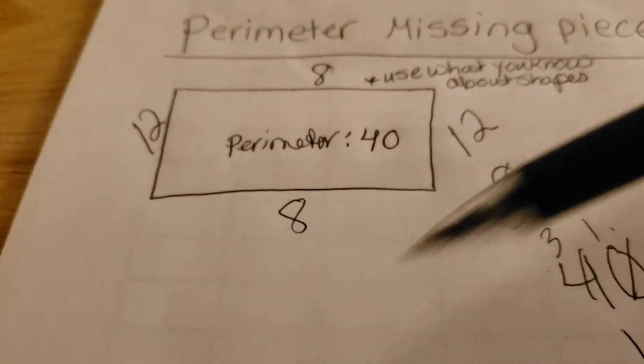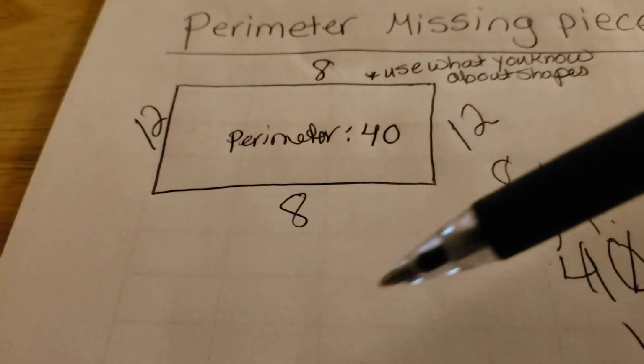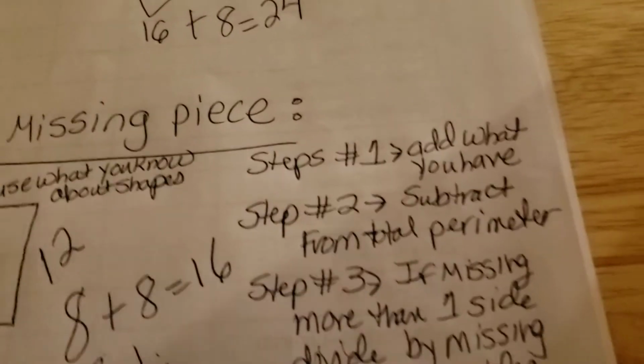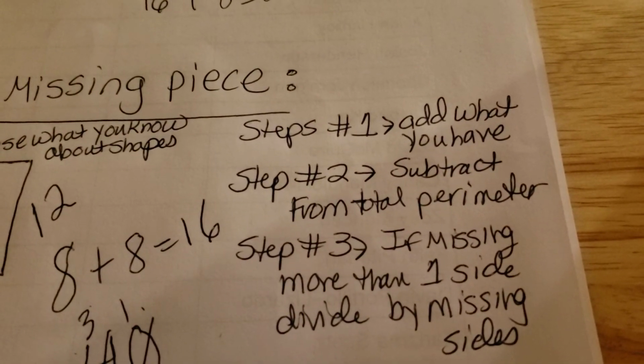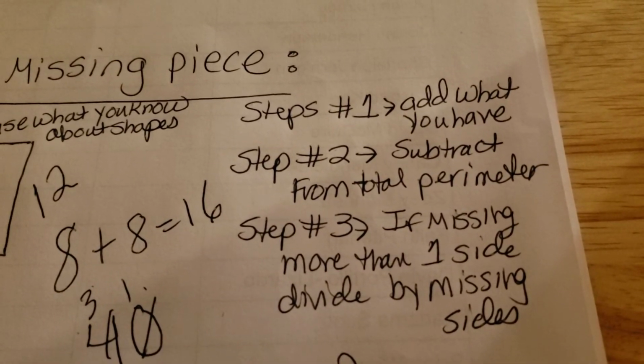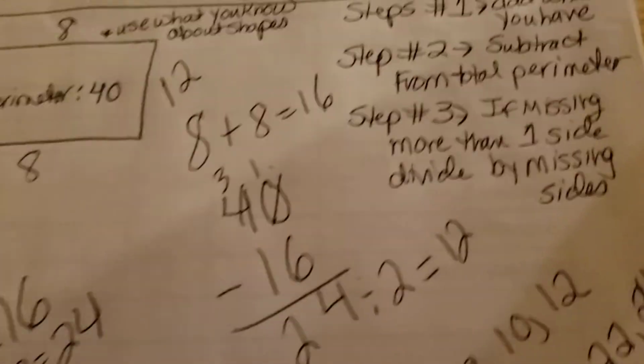Now that we know all the missing sides, we can go back and add those missing sides and make sure it's correct. 8 plus 8 is 16. 12 plus 12 is 24. 24 plus 16 is 40. So our answer is correct. So again, 3 steps. Add what you have, subtract from total perimeter, and if you have more than one missing piece, divide by that number of missing pieces.